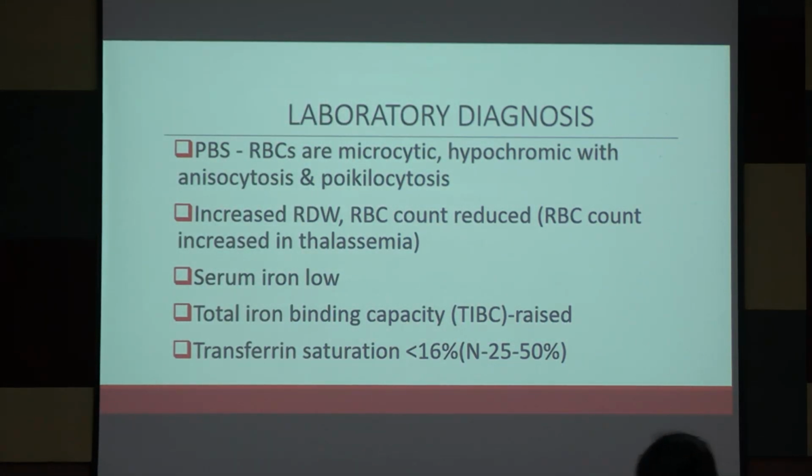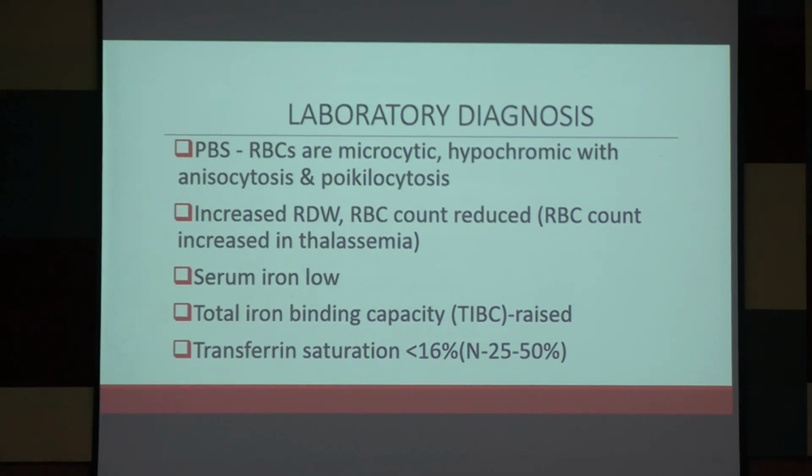Again we come to the laboratory diagnosis of iron deficiency anemia. We will do a peripheral blood smear. What will you see? Microcytic, hypochromic RBCs. Anisocytosis means different sizes of RBCs. Poikilocytosis means different shapes of RBCs. Red cell distribution width is increased and RBC count will be reduced, whereas RBC count is increased in thalassemia.